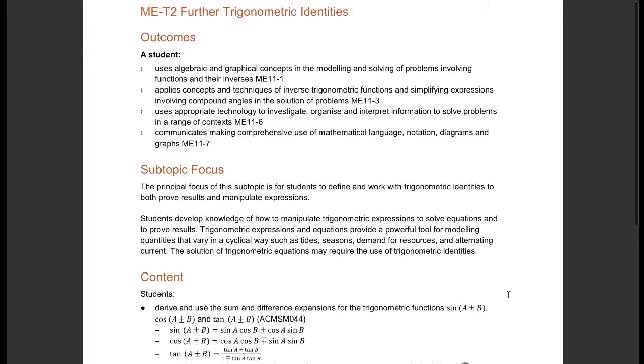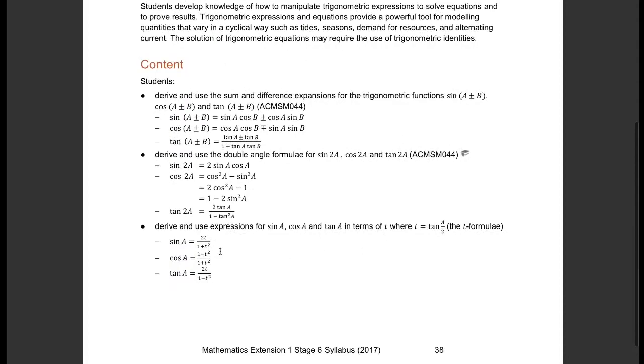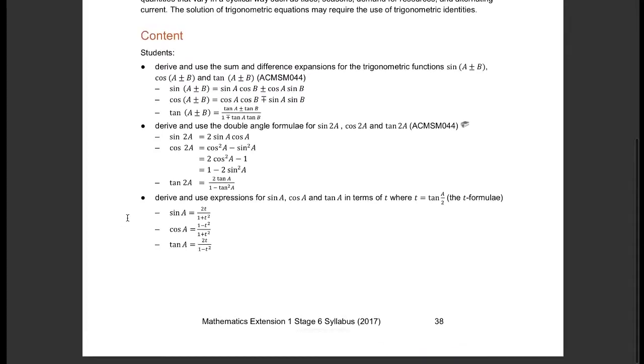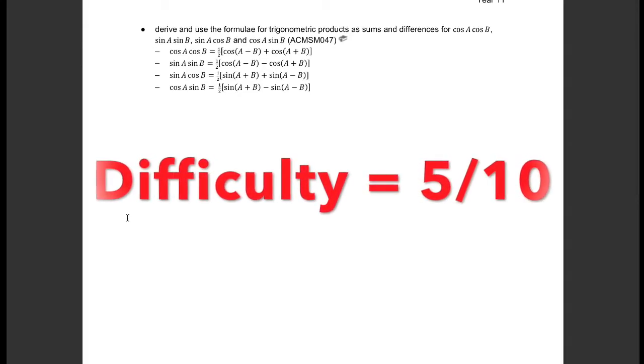The other part of trigonometric functions is further trigonometric identities. Here we will be looking at many of the identities which you find on the reference sheet. These include the sums to products and products to sums of trigonometric functions, the double angle formulae, and the t formulae. I would rate further trigonometric identities as a 5 out of 10 for difficulty.